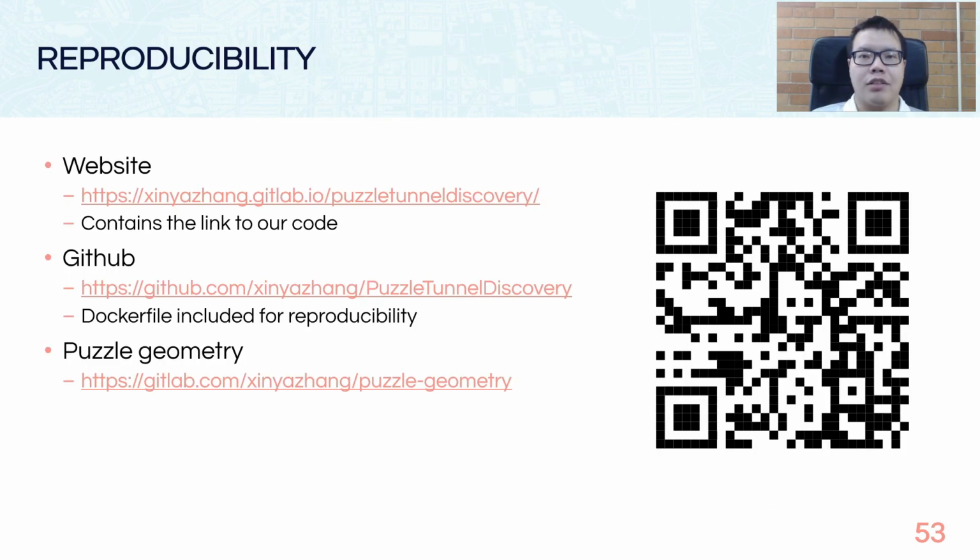We care about the reproducibility of our work. We have a dedicated website which includes the links to our paper, our code, as well as an interactive 3D visualizer for our solutions. We published our code on GitHub. A Dockerfile is also included so everyone can build our project without too much trouble. The puzzle geometry used in our paper is also published on the internet.